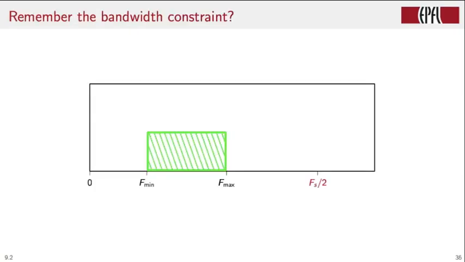So let's go back to the bandwidth constraint. As you remember, the channel imposes that we only use frequencies between Fmin and Fmax. We also want to translate these requirements into the digital domain. So we choose a sampling frequency, and Fs over 2, half of our sampling frequency, will be our Nyquist frequency in the analog domain.